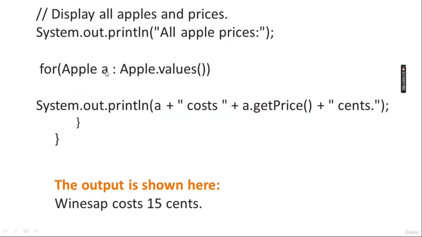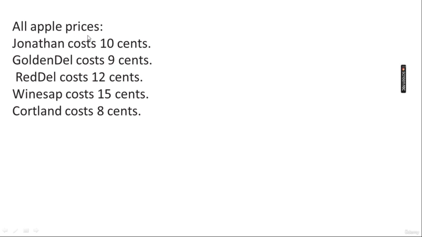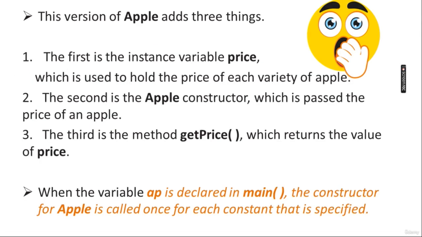So how will I display them? For each and every enum constant, I am iterating this for loop, and displaying with System.out.println a cost, a dot getPrice, which gives the price of that particular constant, and cents. This will display: Winesap cost 15 cents, all apple prices, Jonathan 10 cents, Golden Delicious 9 cents, 12, 15 and 8 cents. Okay, so this way we have understood constructors of enum.